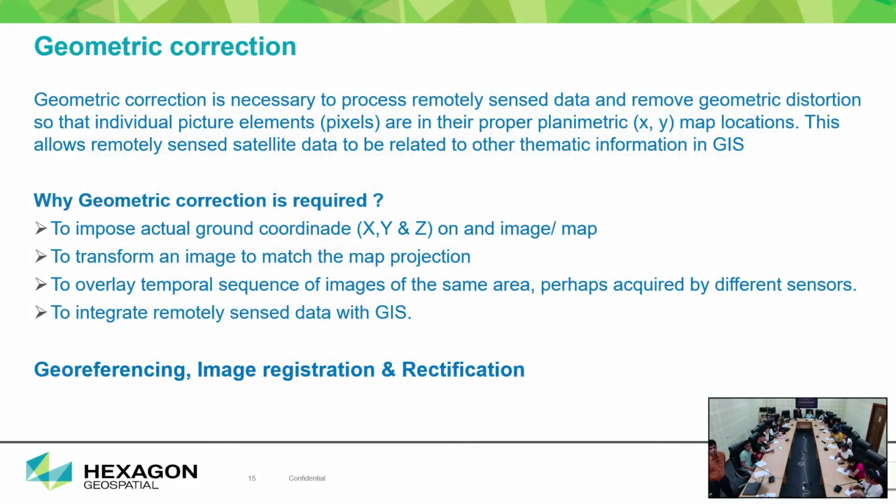Basically we go for geometric correction when we have remotely sensed data, to remove the geometric distortion, so that individual picture elements, meaning the pixels, are in their proper planimetric map location. And what is the planimetric map location? That is the XY value. XY means one is latitude and one is longitude. During the practical session we will do this in our ERDAS Imagine software. So why do we do the geometric correction? To impose actual ground coordinates, that is X, Y and Z, on the image map.